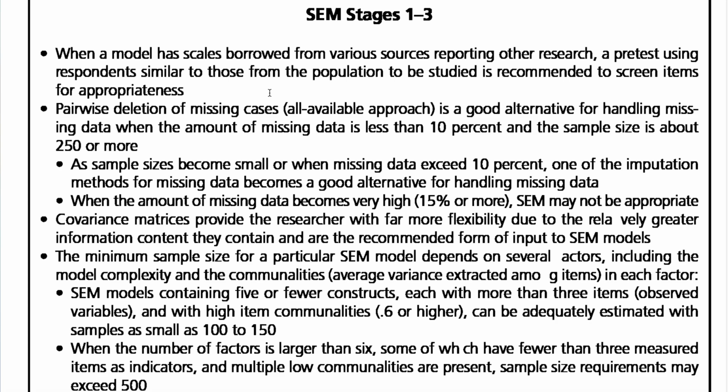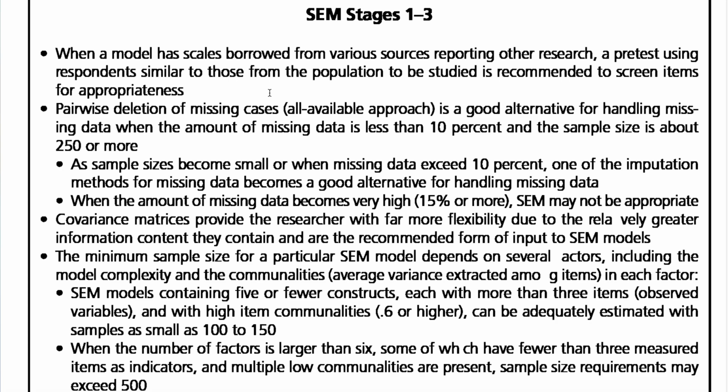As sample size becomes small or when the missing data exceeds 10%, one of the imputation methods for missing data becomes a good alternative for handling missing data. When the amount of missing data becomes very high, 15% or more, structural equation modeling may not be appropriate. Covariance matrices provide the researcher with more flexibility due to the greater information content they contain and are recommended as the input for structural equation modeling.